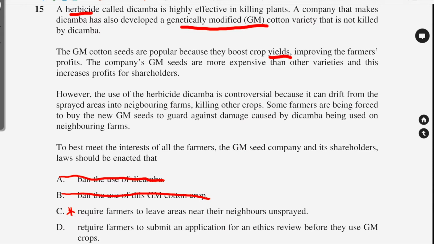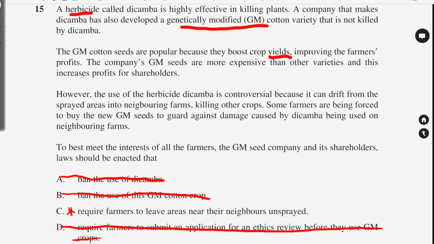Require farmers to submit an application for an ethics review before they use the GM crops. Now, of course, farmers aren't necessarily the ones that need to do ethical reviews. It's the companies involved. So the reality is that one there isn't necessarily right. It's not the farmers that need to do ethical reviews. It's the companies involved in the production of these products.